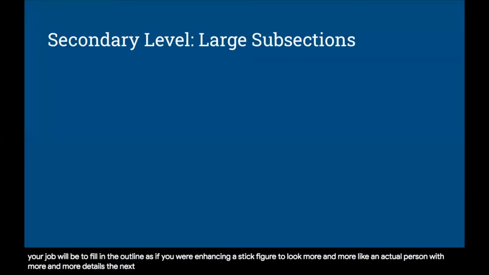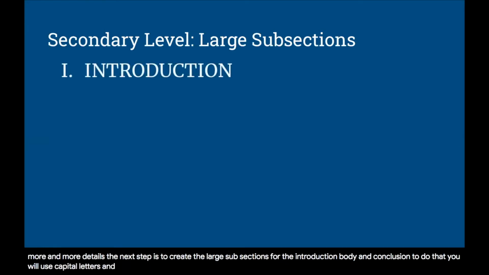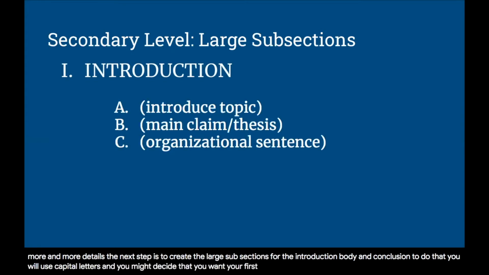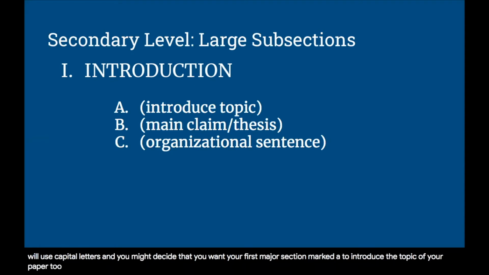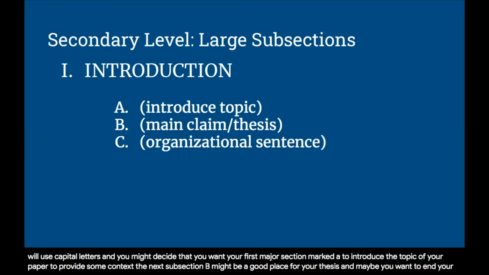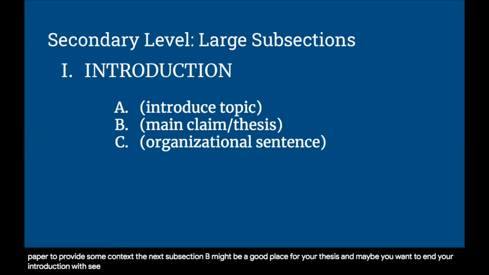The next step is to create the large subsections for the introduction, body, and conclusion. To do that, you will use capital letters. For the introduction, you might decide that you want your first major section, marked A, to introduce the topic of your paper, to provide some context. The next subsection, B, might be a good place for your thesis, and maybe you want to end your introduction with C, a sentence that makes the organization of your paper clear to the reader so that they know what they're about to read in the body.